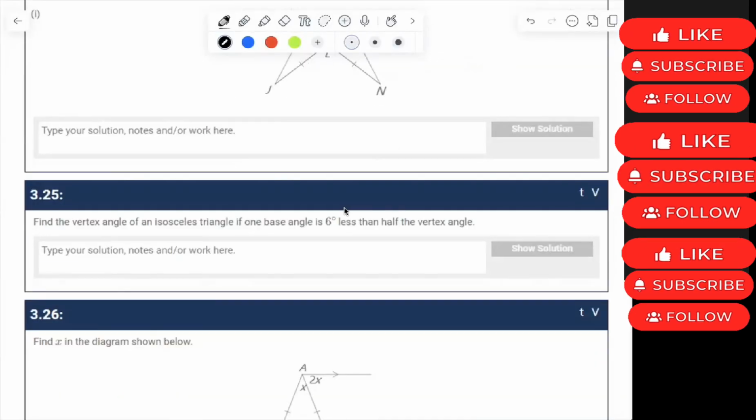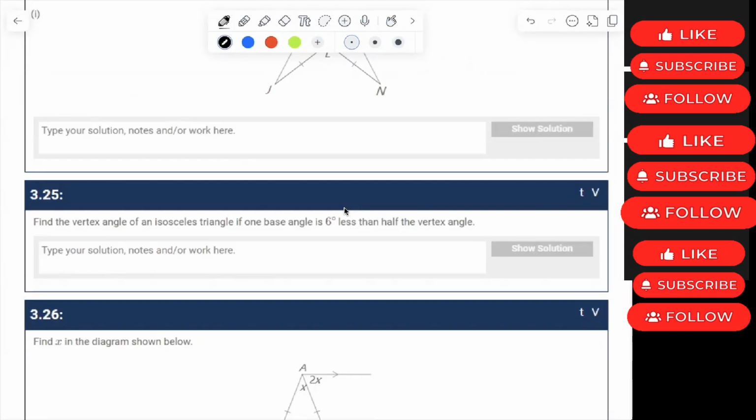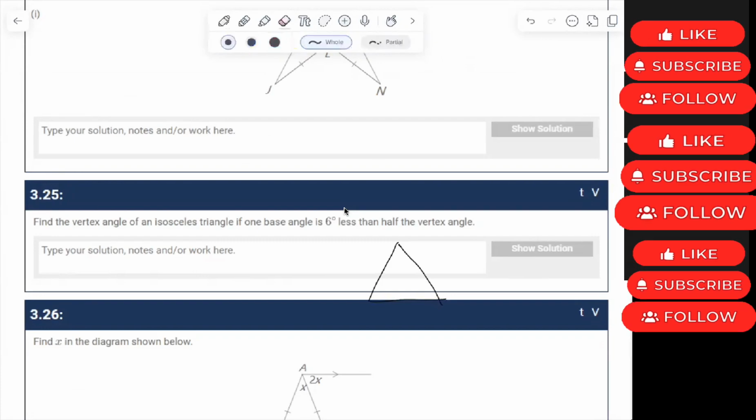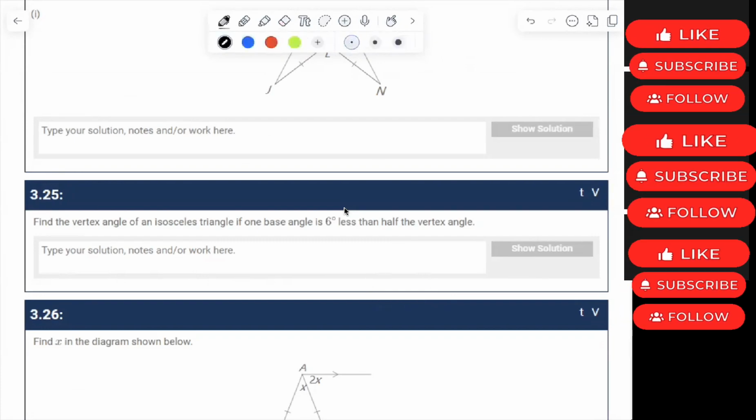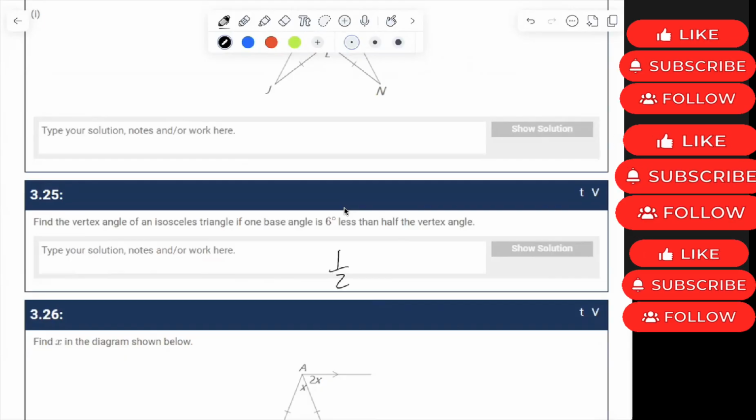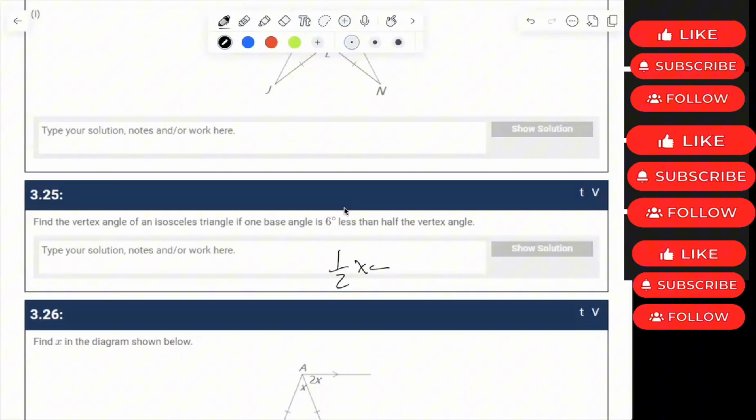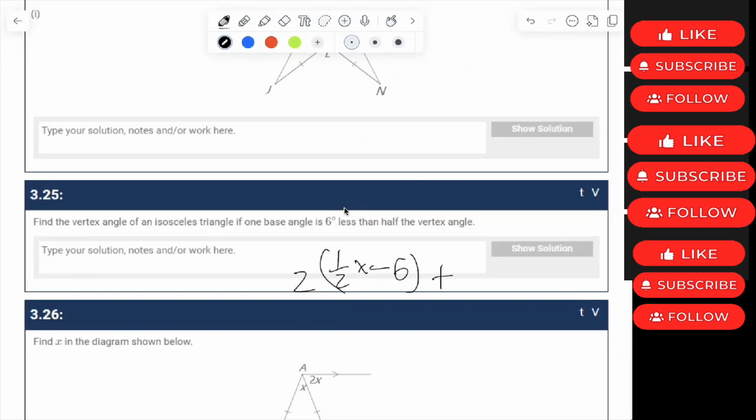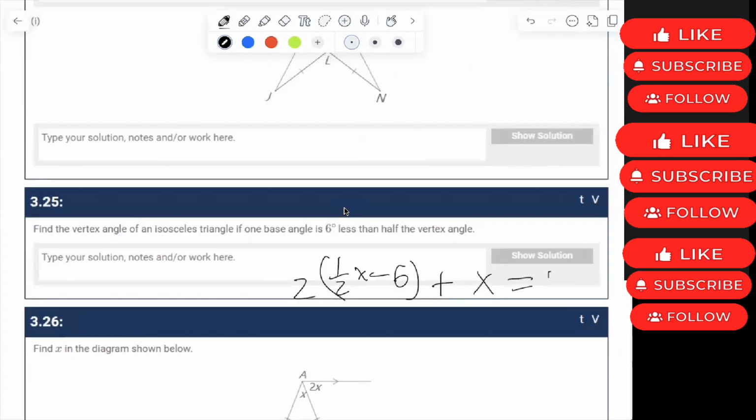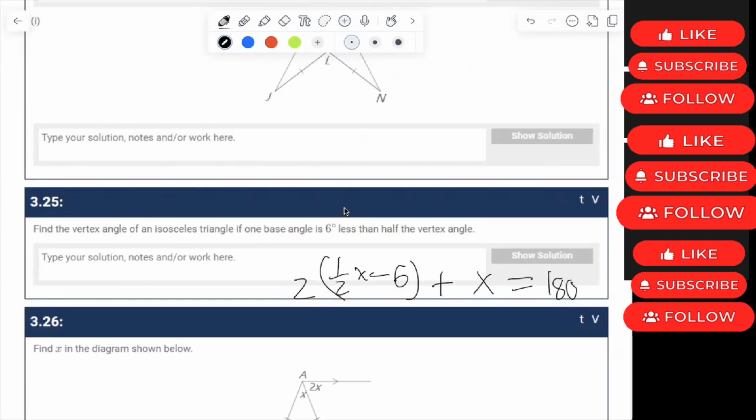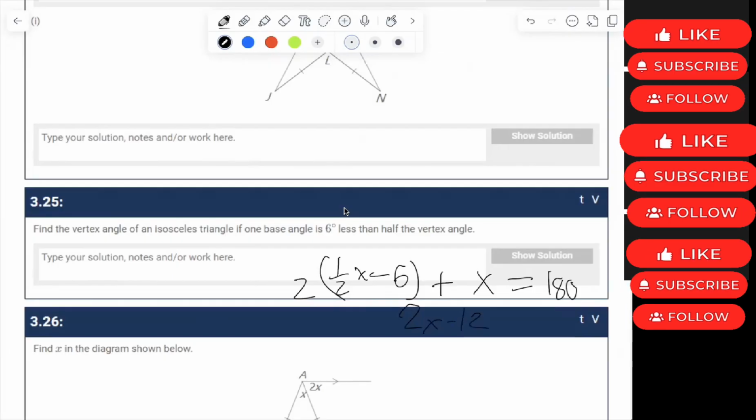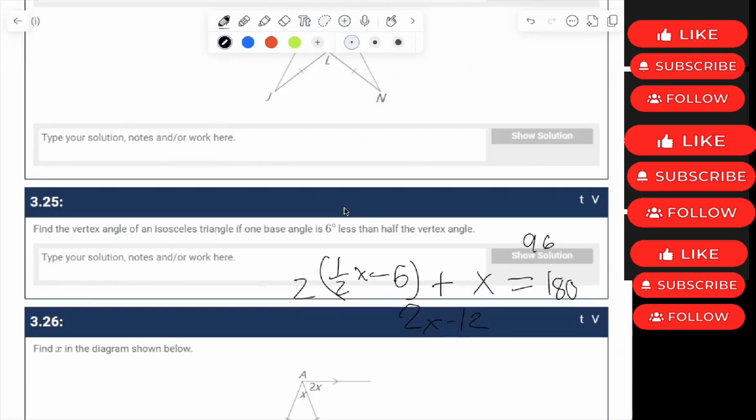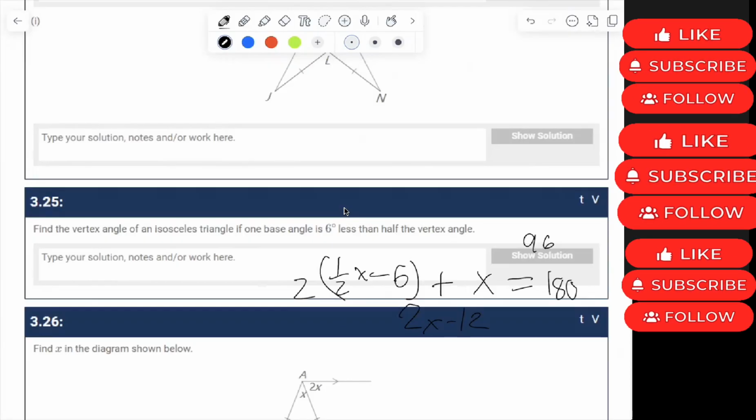3.25. Find the vertex angle of an isosceles triangle if one base angle is 6 degrees less than half the vertex angle. Right? We have two base angles and one vertex angle. And we know that one base angle is 6 degrees less than half the vertex angle. Say the vertex angle is x, then a base angle is just going to be 1/2 x minus 6. And we have two of these plus x, which should be equal to 180. Solving this equation just gives 2x minus 12 equals 180, or 96 as your answer. 96 degrees for the vertex. All right.